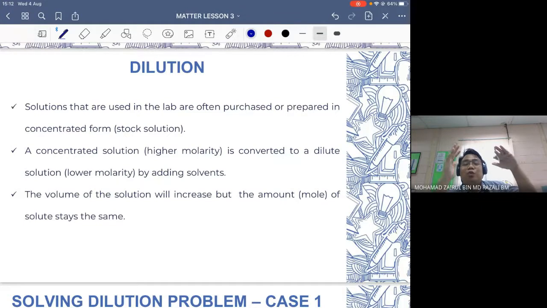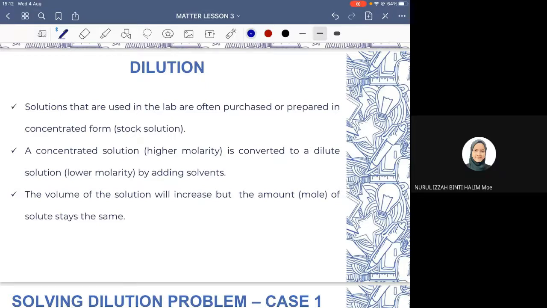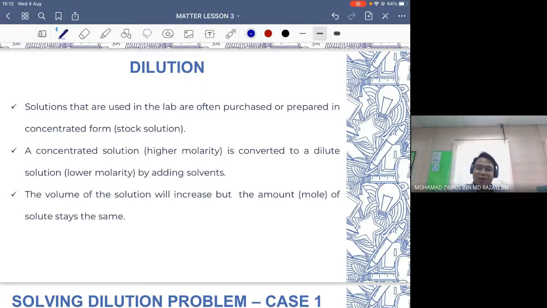So you need to know to perform calculation. Calculation pasal dilution ni you going to apply for experiment 2. Because in experiment tu we going to do titration. Titration saya rasa dah pernah try kan waktu sekolah menengah. Sempat kan? Awak guna burette, phenolphthalein and all that. Okay. So kita akan apply calculation dilution and molarity ni dalam eksperimen tu nanti. Okay. So dilution is basically awak nak cairkan dia.